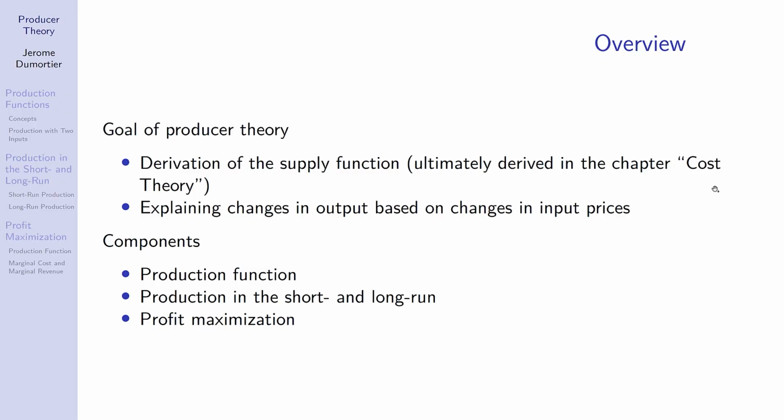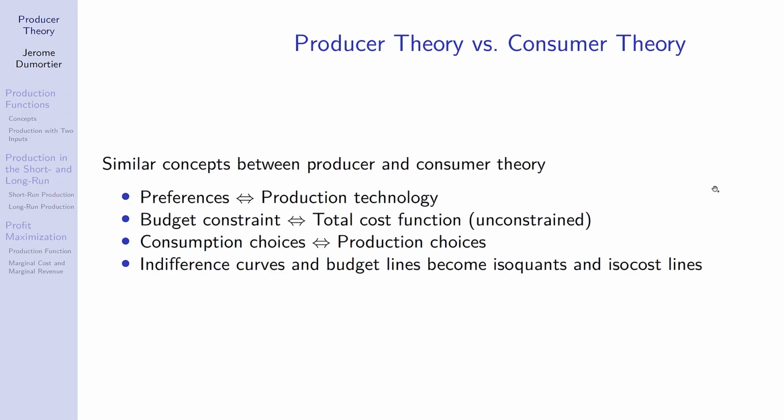We will start with production functions, then move into the distinction between short-run and long-run production, and end with profit maximization. Along the way, we will connect producer theory back to consumer theory to show the parallels and the differences. There are many similarities between consumer and producer theory.